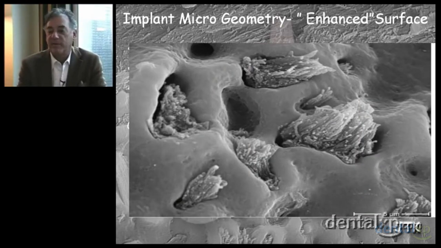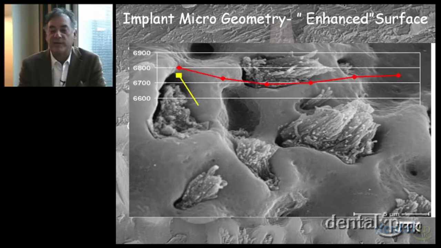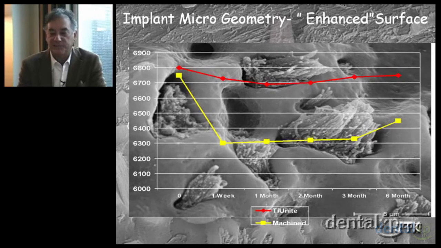This would be an example of a scanning electron micrograph at high power showing the unique surface of the TiUnite with tissues that grow into the micro and macro pores. These truly are allowing the clinicians to have a very stable bone implant contact.